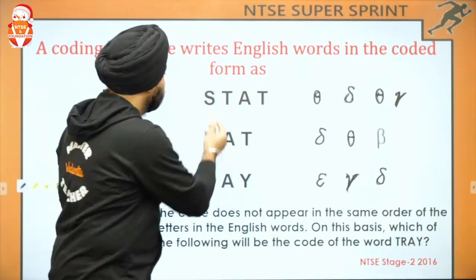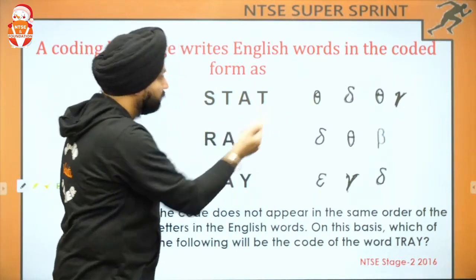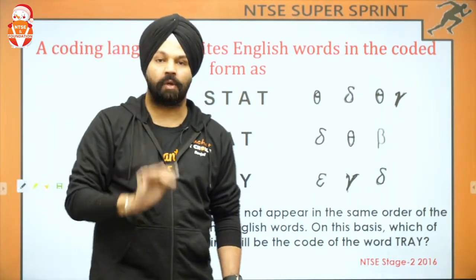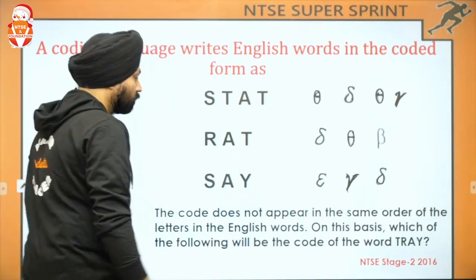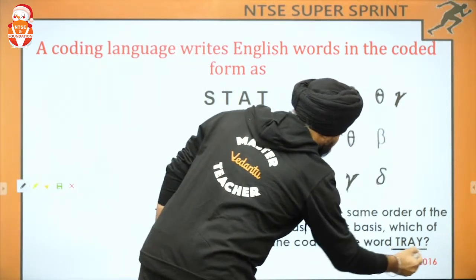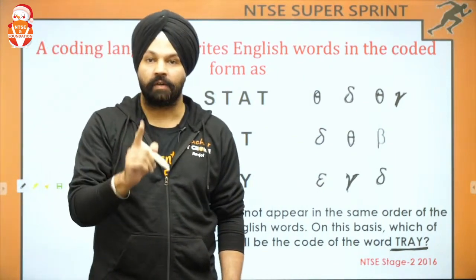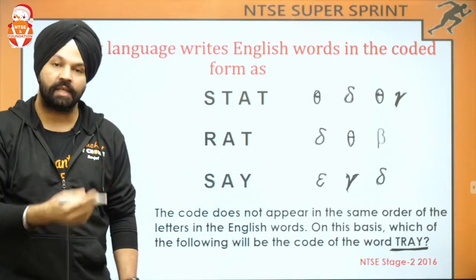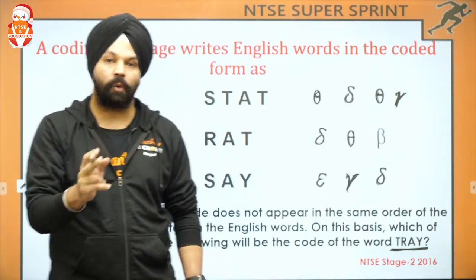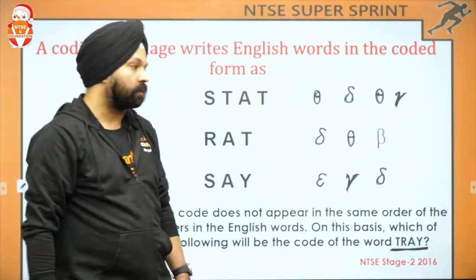Not in the same order means S never implies theta or may imply theta. We are not sure about that. We need to calculate the code for the word tray. We are looking for the code of tray. Now please pay attention. I shall be showing you the options in the next slide.